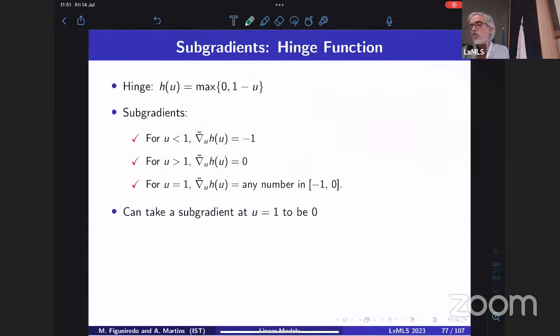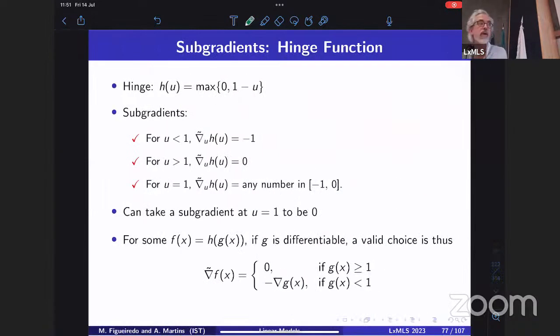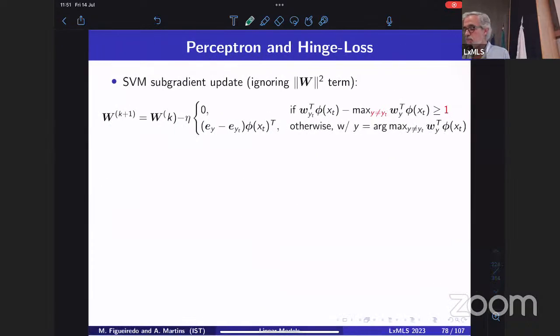Okay, so you can take it to be 0. Why not? It's easy. It's a good number. And so what we see is that the subgradient of the hinge is just 0. If f is the hinge applied to some function g, and if g is differentiable, then a valid choice is just 0 if this function is larger or equal than 1, and it's minus the gradient of g if it's less than 1. So it turns out to be very benign.